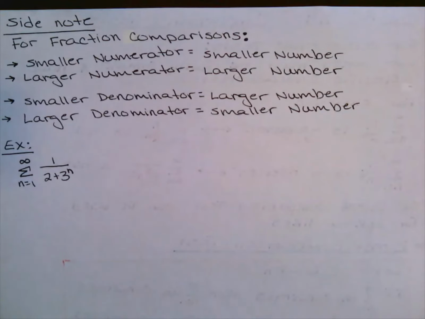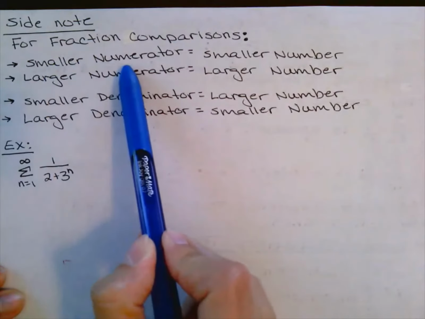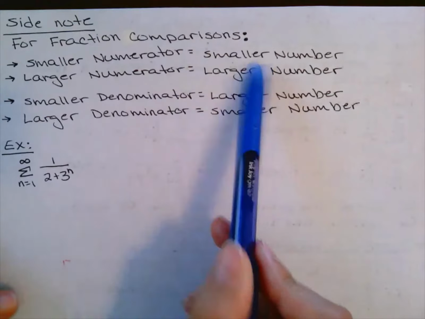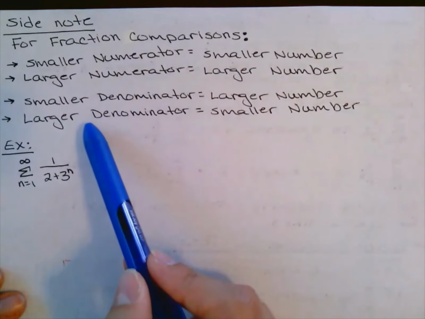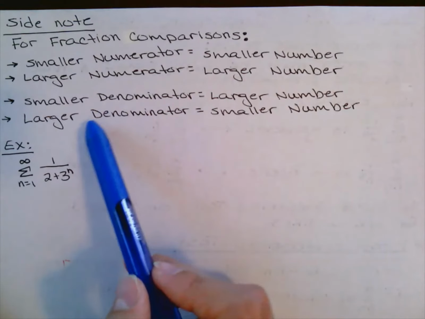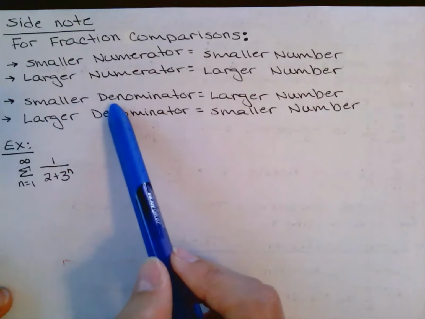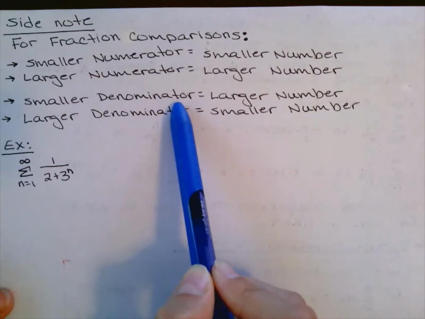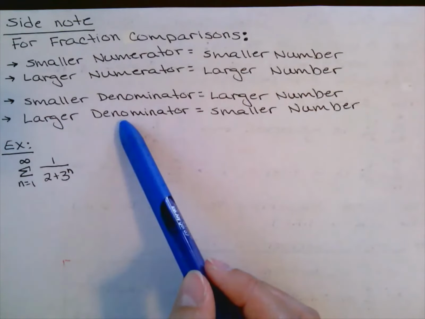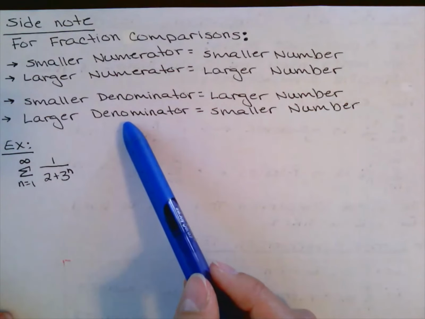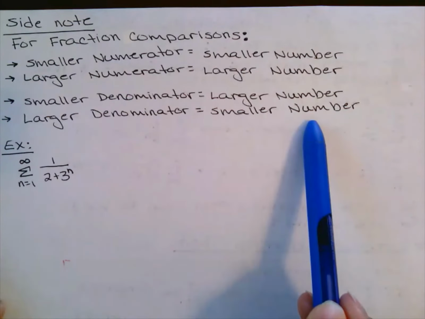Before we start this example, I want to give you a quick side note. When we're comparing fractions, you want to analyze the numerators and the denominators. A smaller numerator is going to represent a smaller number, right? A larger numerator represents a larger number. That we know. But a lot of times the change is going to happen in the denominator, okay? So if I end up with a smaller denominator, that's going to represent a larger number. And with a larger denominator, think of the bottom keeps getting bigger and bigger, that's a smaller fraction, which means a smaller number.